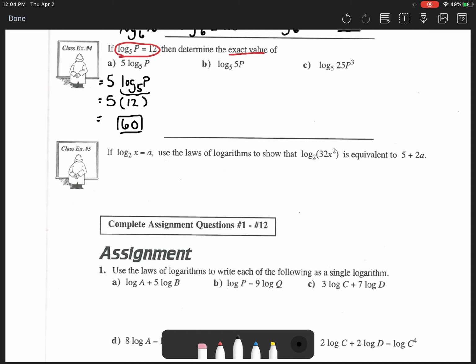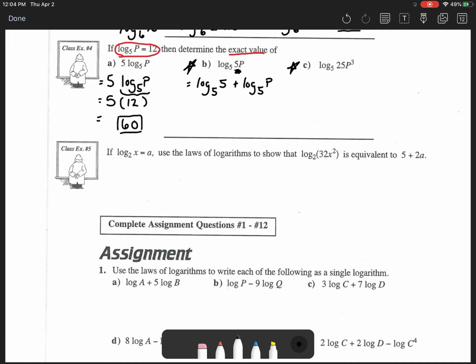Okay, we're done. Now in B and C, you should put some stars beside these ones. These are the types of questions that they ask quite often, and people forget that when I look at the argument here, these two things are being multiplied to each other. It's 5 times p. So I can actually separate that into log base 5 of 5 plus log base 5 of p. That's our product law, but I'm going the other way.